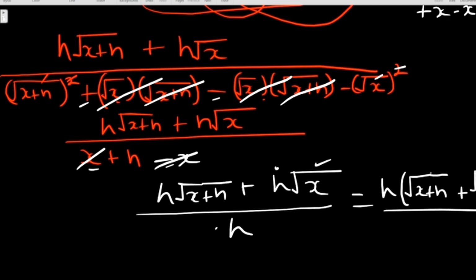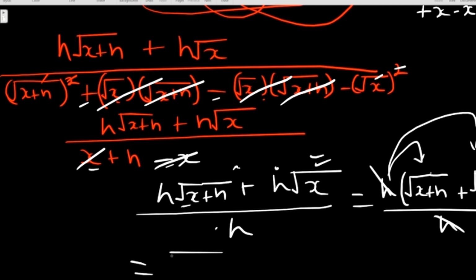And then if you distribute this h again, you get the original expression back. h times root of x plus h will give you this, and then h again times the root of x will give you this one. So we just factorized the h so that we can cancel it out and simplify the expression. Since this h multiplies everything here, we can cancel them out. And when we cancel them out, our final solution becomes the square root of x plus h plus the square root of x.